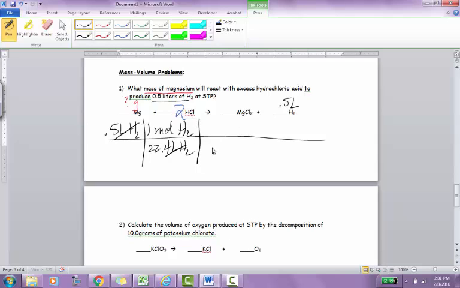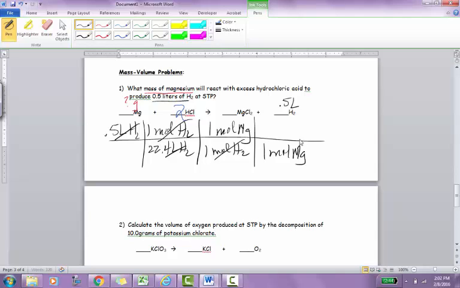Now I need a mole ratio. I want to get rid of moles of hydrogen because I want to know about moles of magnesium. Moles of magnesium goes on the top. And the ratio here is 1 to 1. That's nice. That's going to make my calculation a lot easier. And then my last step, 1 mole of magnesium. This time I'm looking for mass. So the grams of magnesium, I'll have to consult my periodic table, and I will find that it's 24.3 grams of magnesium. Moles of magnesium cancel out and leave me with 24.3 grams times 0.5 divided by 22.4.